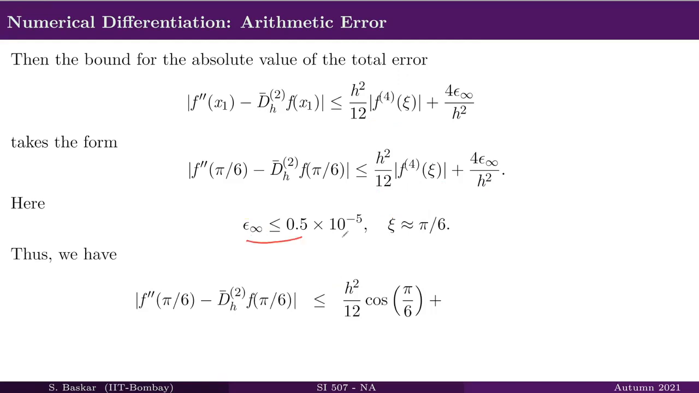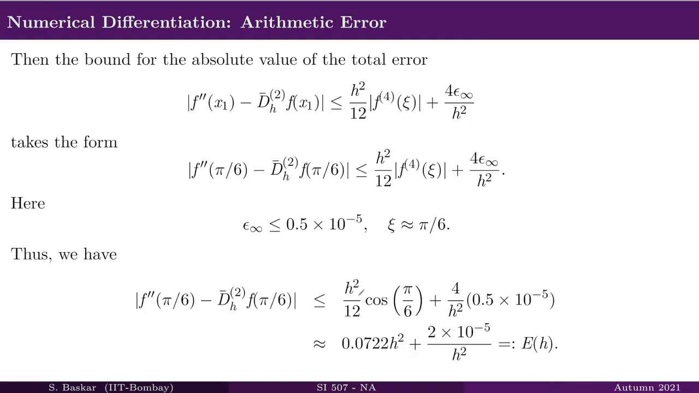Well, when you use these two parameters, you can see that the right hand side takes the form h square by 12 into cos pi by 6 plus 4 by h square into 0.5 into 10 to the power of minus 5. Now you see this is something looking like h square plus 1 by h square, right? So I'm just putting all the values here and writing it in this form. Now just consider this as a function of h and try to find the minimum of this function.